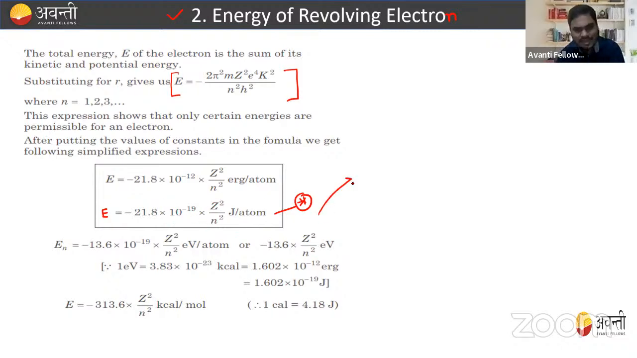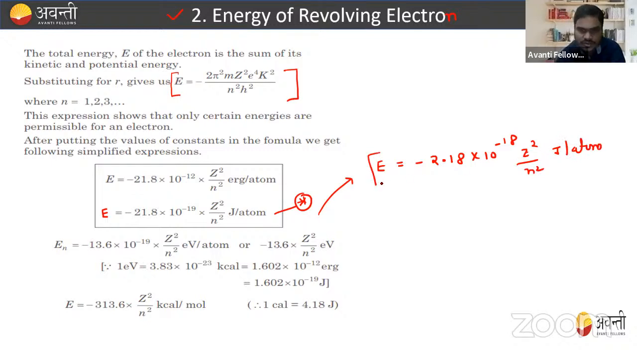Or sometimes I also remember it as E is equal to minus 2.18 into 10 raised to the power minus 18, and this is Z square upon N square. This is in joule per atom.